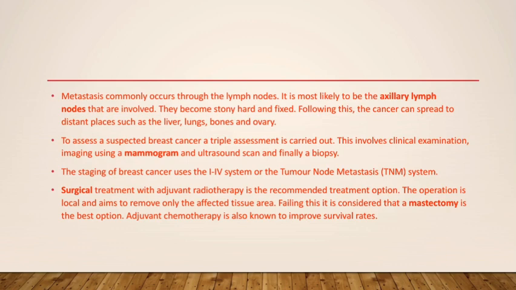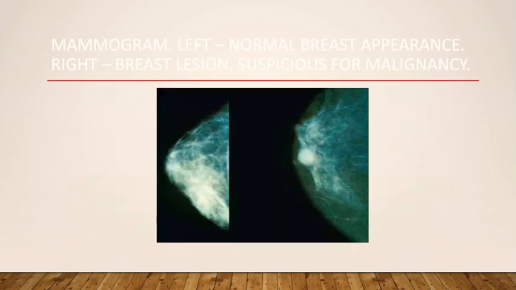To assess a suspected breast cancer, a triple assessment is carried out. This involves a clinical examination, imaging using a mammogram and an ultrasound scan, and finally a biopsy. The staging of breast cancer uses the TNM system, or tumor node metastasis. Surgical treatment with adjuvant radiotherapy is the recommended treatment option. The operation is local and aims to remove only the affected tissue area. Failing this, it is considered that a mastectomy is the best option. Adjuvant chemotherapy is also known to improve the survival rate.